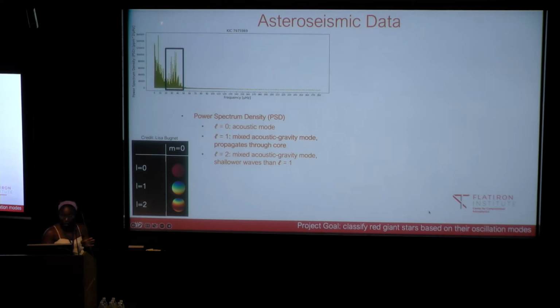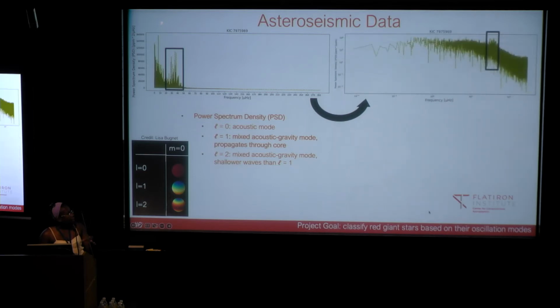Highlighted here, we have the region where the star is oscillating, although it's not clear on this diagram exactly in which region the star is oscillating. The next thing that we do is we put this same power spectrum density diagram into a logarithmic space.